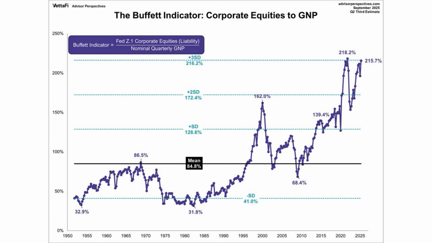Now, a common question is whether using gross national product, GNP, instead of gross domestic product, GDP, as the denominator provides a more accurate picture. When we switch the denominator to GNP, as shown in this chart, the results are remarkably similar. The latest reading here is 215.7%.